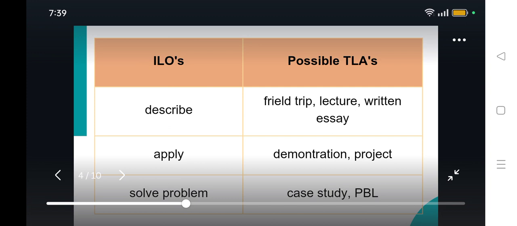So these are the TLAs like field trip, sorry for the wrong spelling, field trip, lecture, written essay, demonstration, project, case study, PBL. So please consider teaching activities here, learning activities. If your TLA is case study, you have to think of what the teacher will be doing and what the students will be doing.